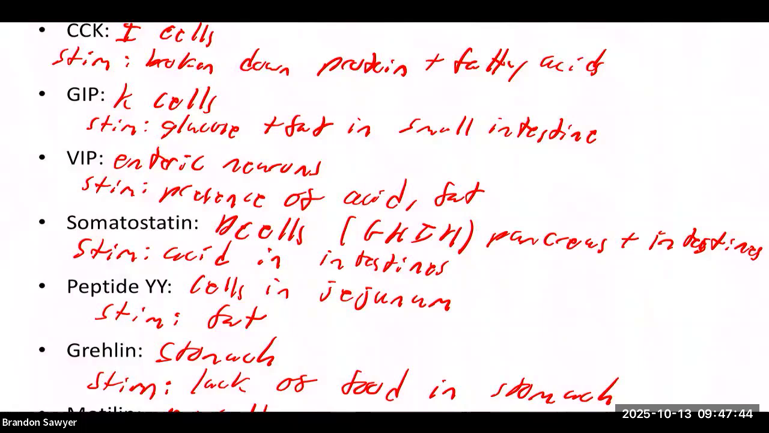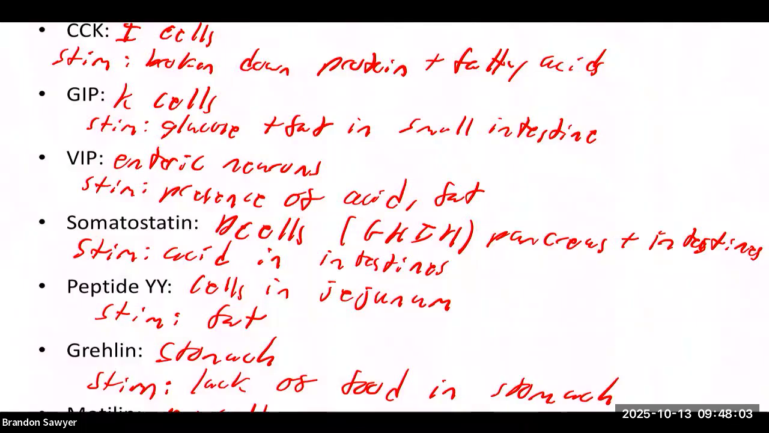Okay. So it is released from the D cells, both in the pancreas and the intestines. If it ever just says intestines, that means we probably have those cells in multiple places throughout the GI tract. Again, acid in the intestines.